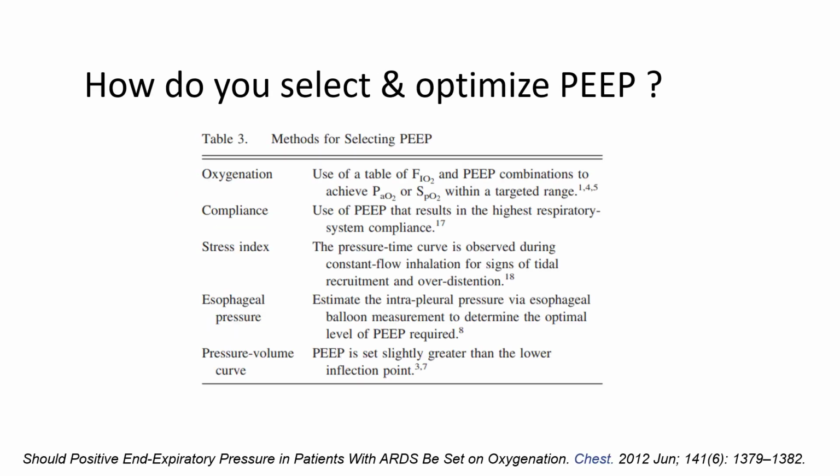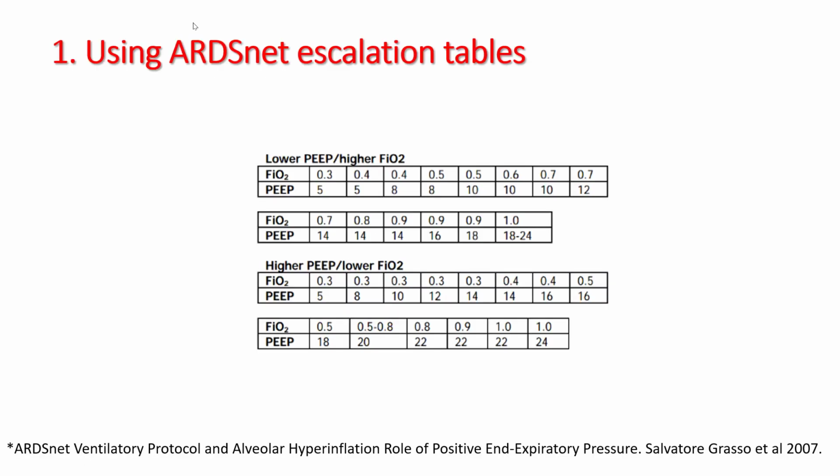So how do you select and optimize PEEP in your patient? Well, there are multiple methods to select the PEEP that you want to use, and these are the 5 most common methods that are used to figure out PEEP, and we'll discuss each of them individually as we go along this lecture. The first method to estimate PEEP would be using the ARDSnet escalation table.